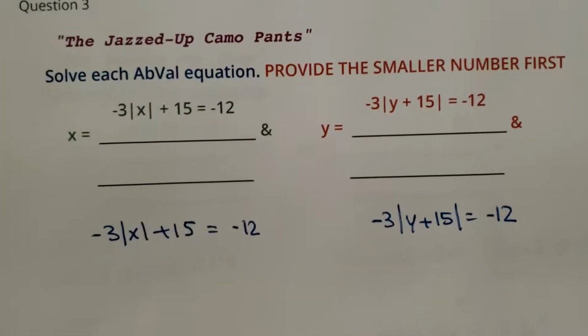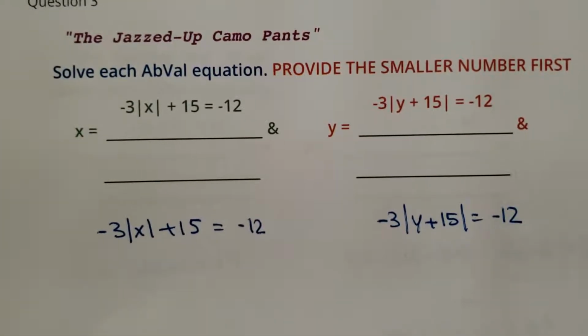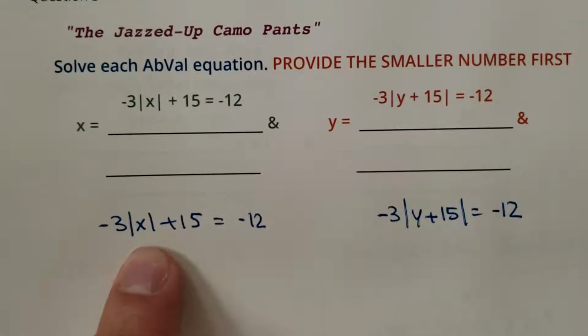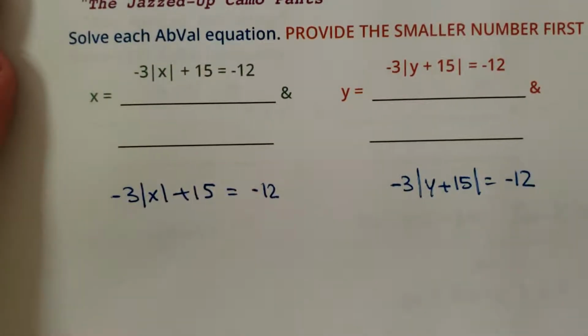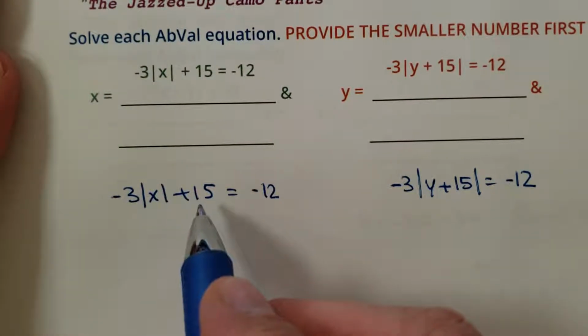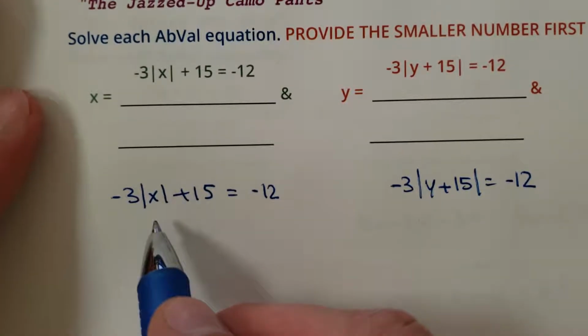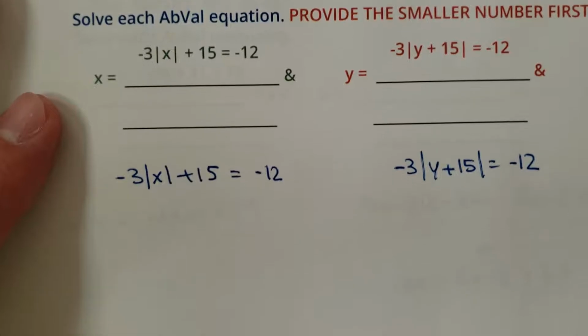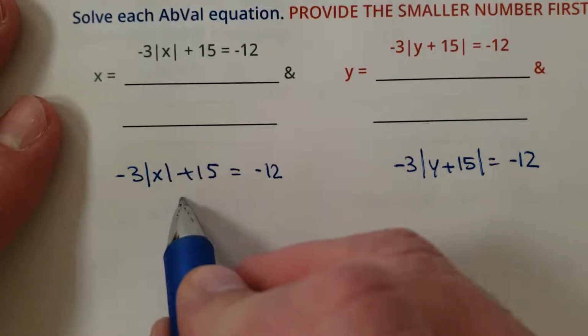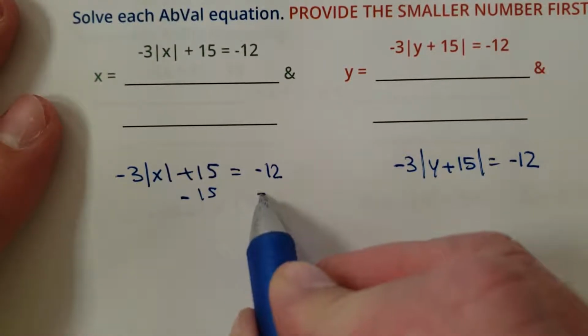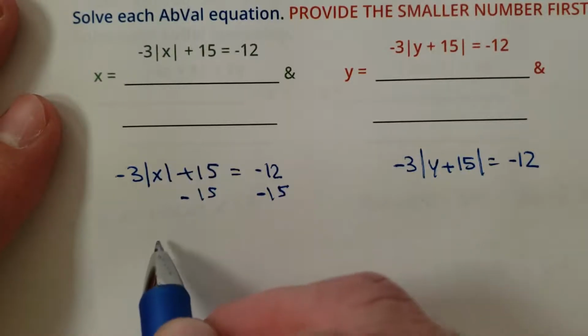Remember, you cannot do the little absolute value trick until everything outside of the absolute value symbols has been removed. So let's start doing our math as if this were a regular negative 3x plus 15. And then at the end, when we have the absolute value of x, we can do our little trick. So here we go. I would subtract 15 from both sides. Minus 15 from both sides.